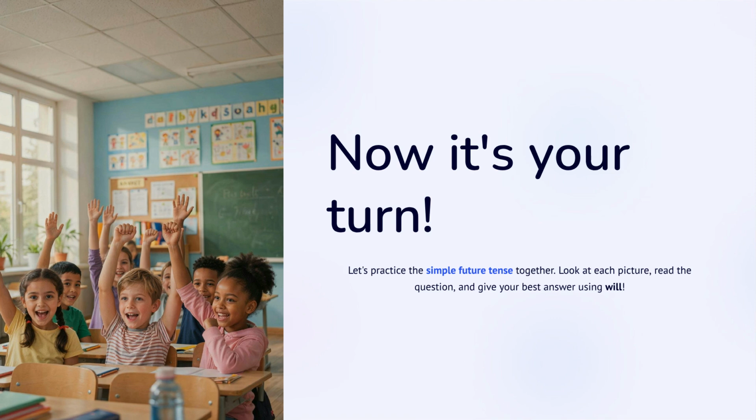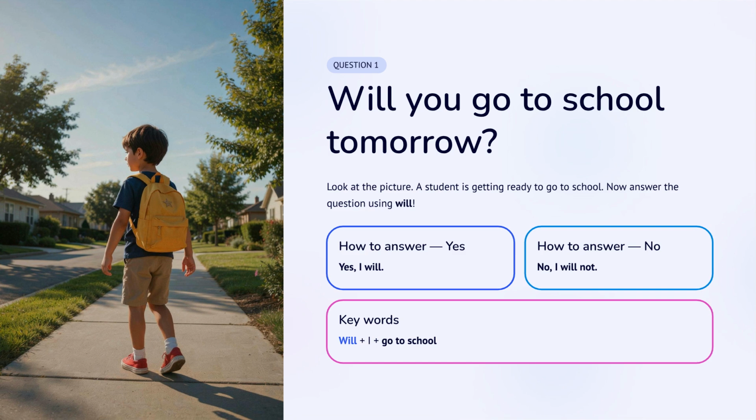Now it's your turn. Let's practice the simple future tense together. Look at each picture, read the question, and give your best answer using will. Question 1. Will you go to school tomorrow? Look at the picture. A student is getting ready for school. Now answer using will. If your answer is yes, say, yes, I will. If your answer is no, say, no, I will not. Remember the key structure: will plus I plus go to school.